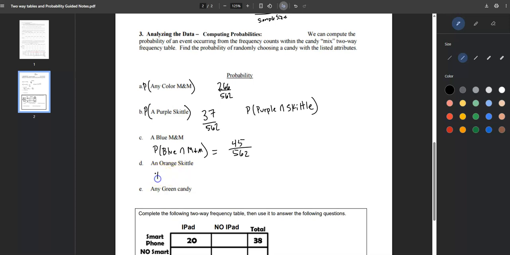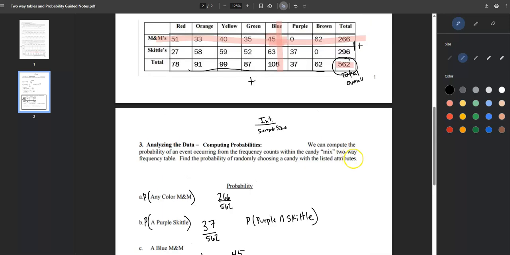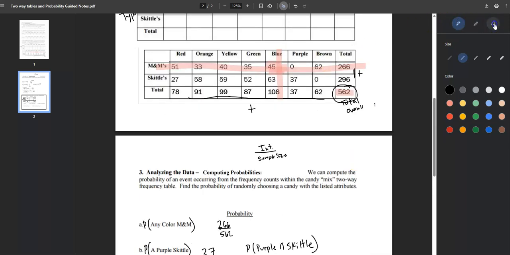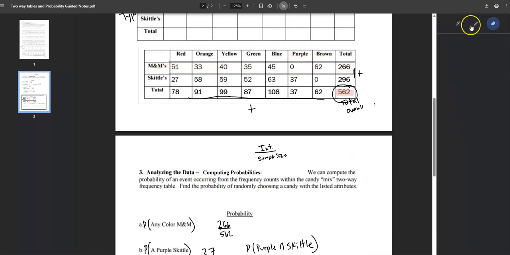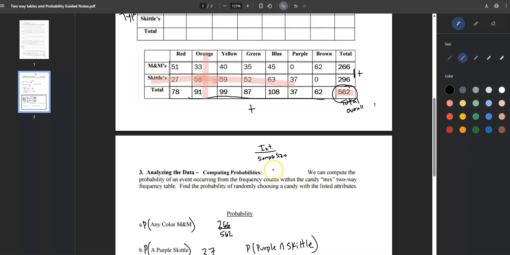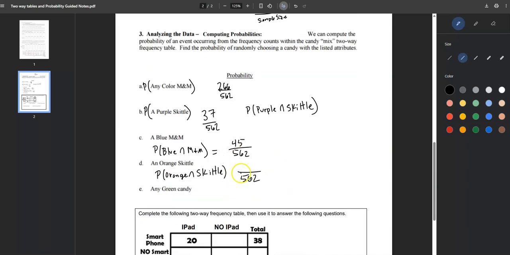This next one, I've got the probability of getting an orange intersection Skittle, so orange Skittle. Again, 562. And then I'm just going to do orange and Skittle again. So I've got orange and Skittle. That's going to be that 58 out of 562.